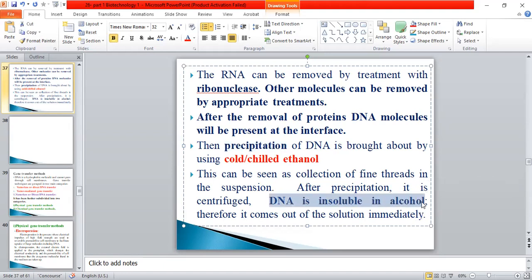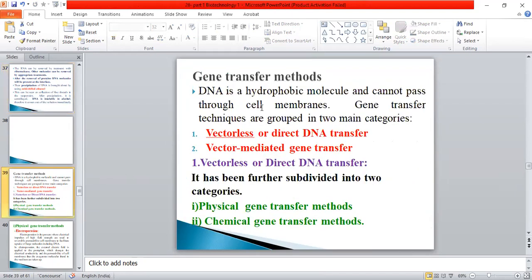DNA is insoluble in alcohol. That is very, very important, my dear students. Okay, so go to the next one. After the gene is isolated, it is transferred from one gene to another gene, or from one organism to another organism.